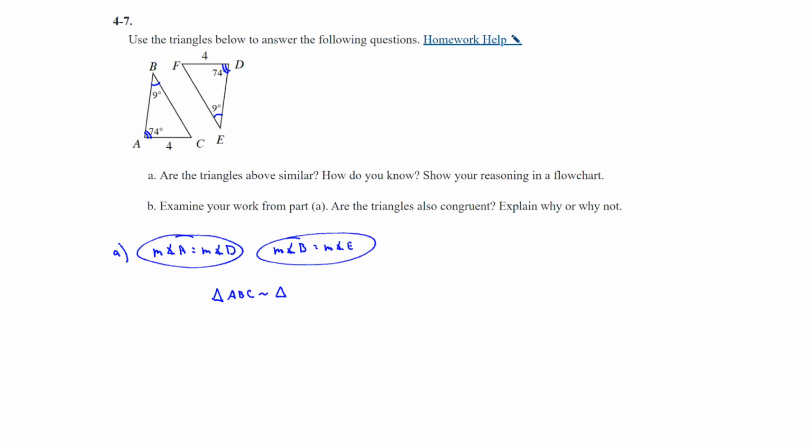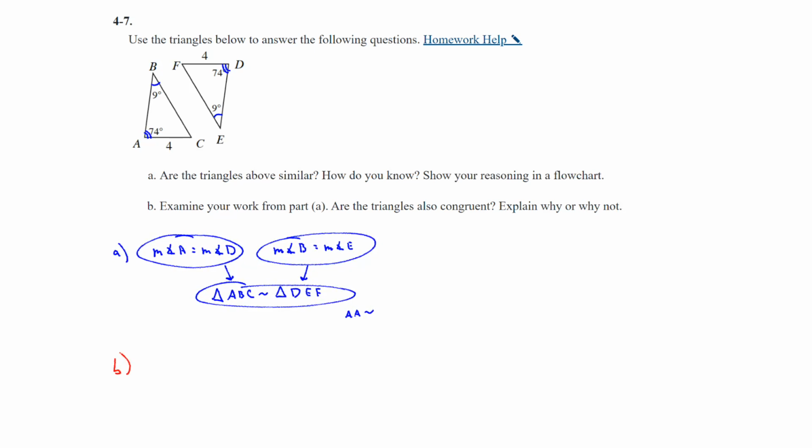So we have that, which allows us to say that triangle ABC is similar to triangle, once again, make sure you match up the correct angle measures. So A matches up with D, B matches up with E, and then C would match up with F. So triangle ABC is similar to triangle DEF. Make sure you draw your arrows. And we know that because of angle similarity.